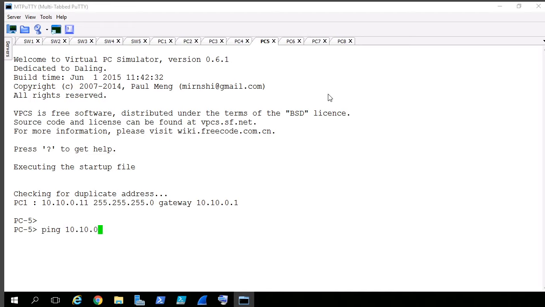And let's go ahead and turn on PortFast. It's already enabled. Yeah. All we need to do is bounce the port.